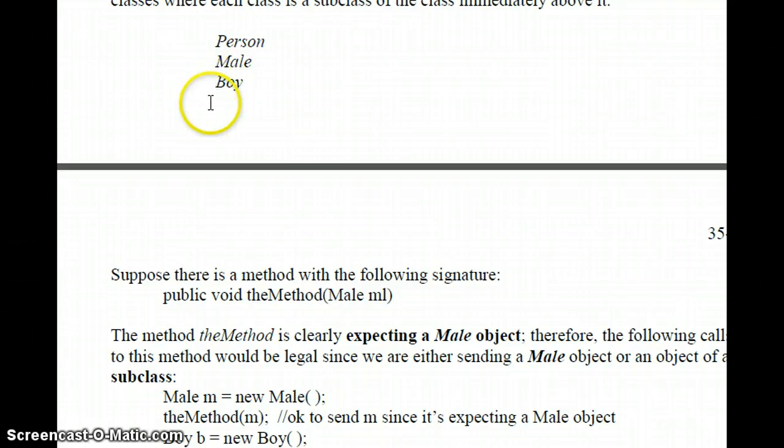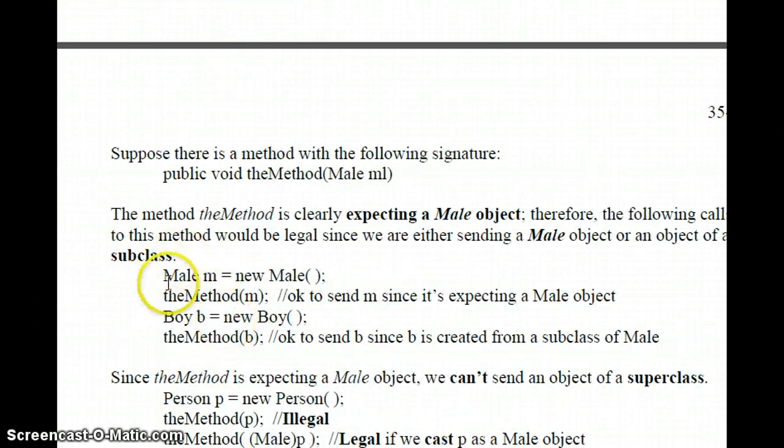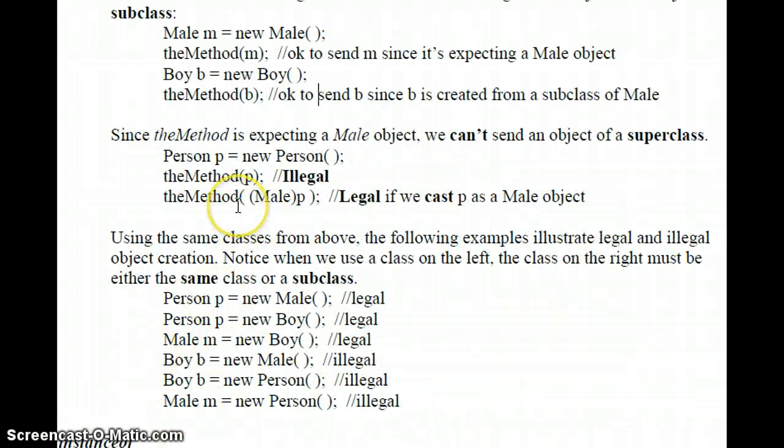That's crazy talk. If you look at this code down here, we can create a Male object and send the Male object. That's okay. We have a Boy object. We send the Boy object. That's okay too, because it goes down the hierarchy. This is always covered on the AP test. You are bound to run into questions about it. It is illegal to send it a Person object because Person will be going up the food chain, or up our hierarchy. So right here is a really good description of what is legal and illegal to do.